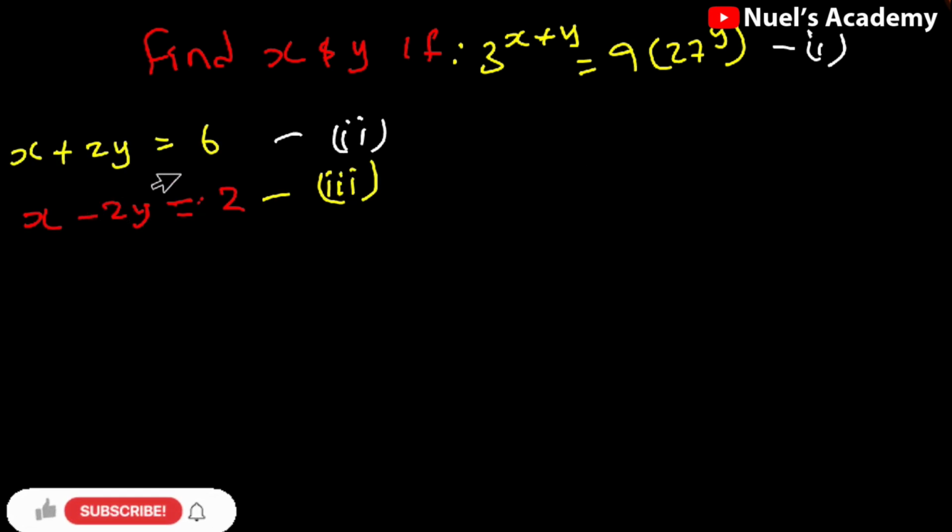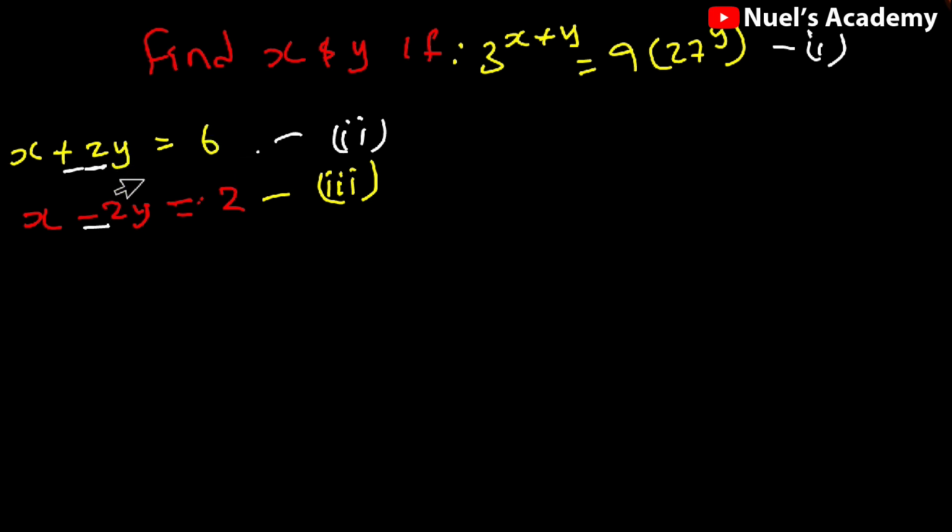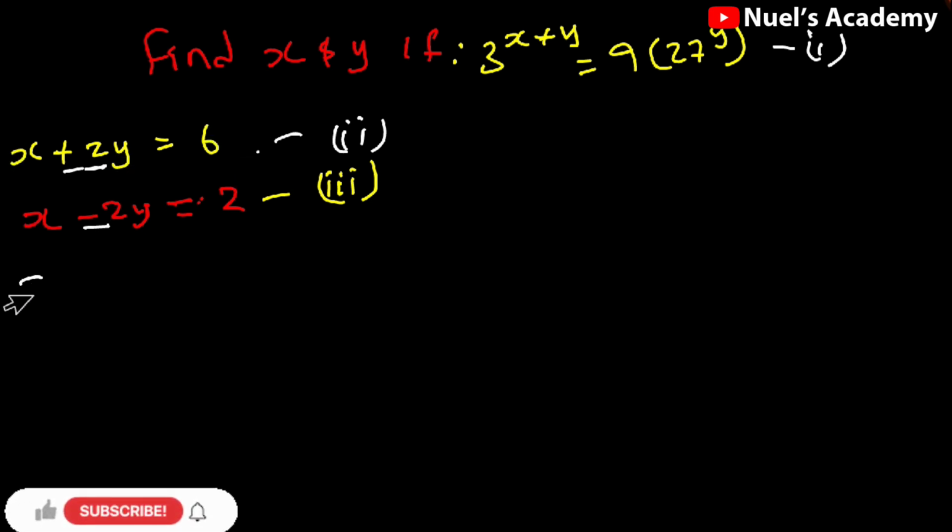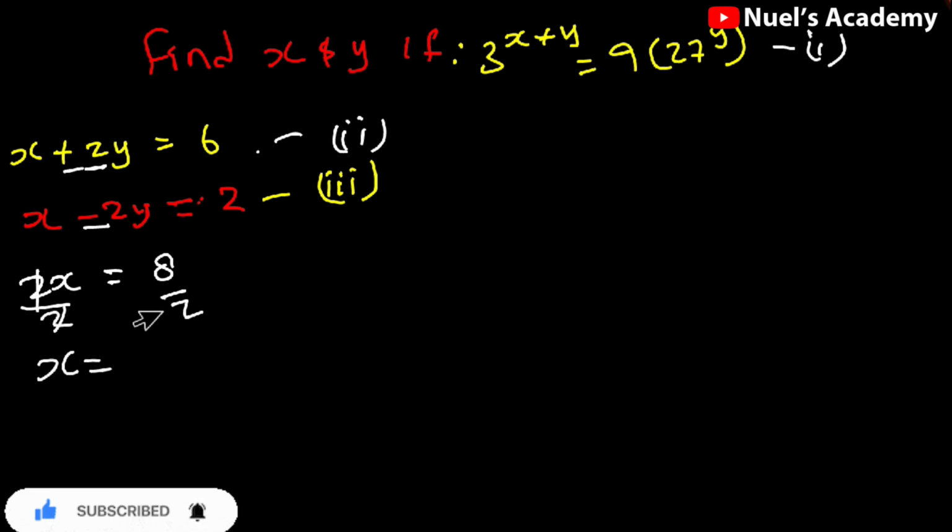So let's solve these two equations simultaneously. We have x plus 2y is equal to 6, and x minus 2y is equal to 2. So if you look at here, we see that we have 2y here, plus 2y and -2y. So let's add these two equations to eliminate y. So x plus x is 2x, then 2y minus 2y is 0, then equal to 6 plus 2 is 8. So let's divide both sides by 2. So this and this will cancel. I have that x is equal to 8 divided by 2, which is equal to 4. So I have that x is equal to 4.